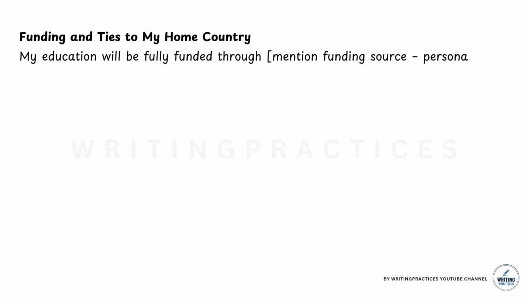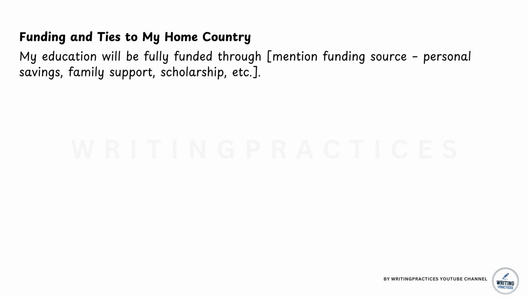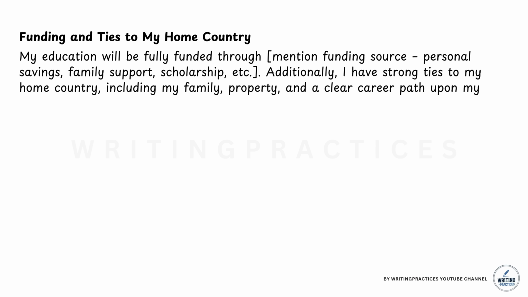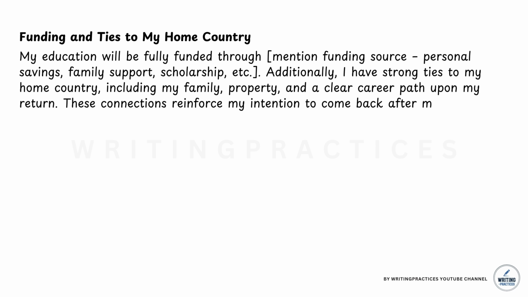Body paragraph 3. Funding and ties to your home country. Now it's time to talk about how you're funding your studies and why you're definitely planning to return home. The template says, "My education will be fully funded through mentioned funding source, personal savings, family support, scholarship, etc. Additionally, I have strong ties to my home country, including my family, property, and a clear career path upon my return. These connections reinforce my intention to come back after my studies."